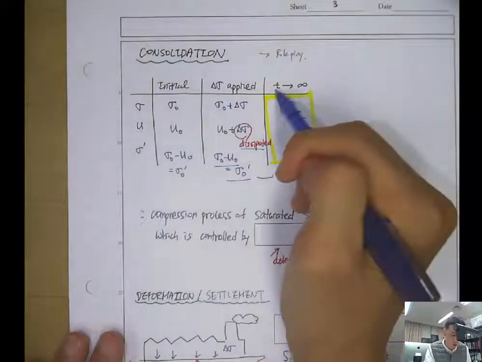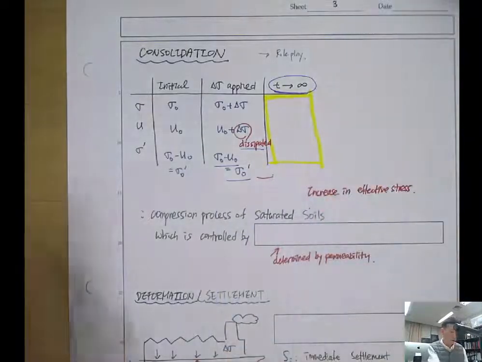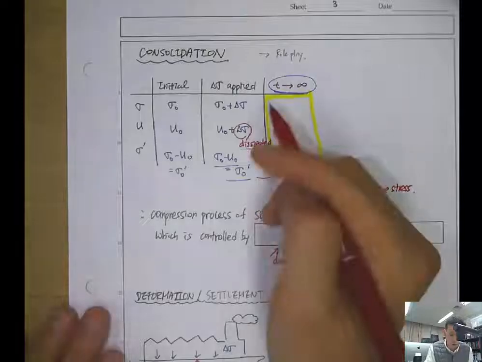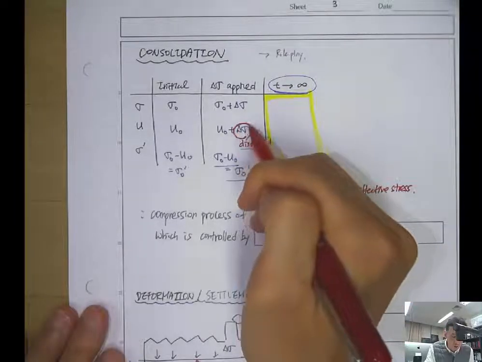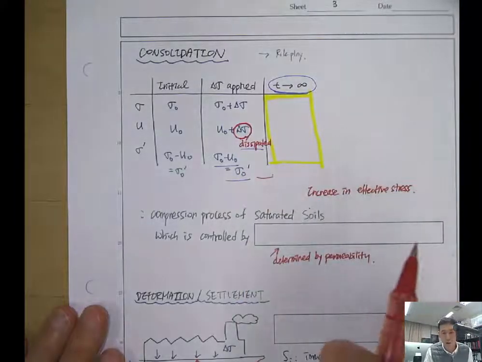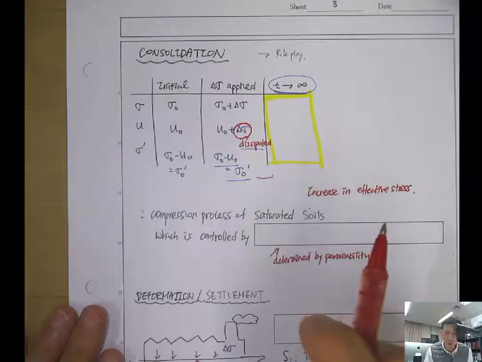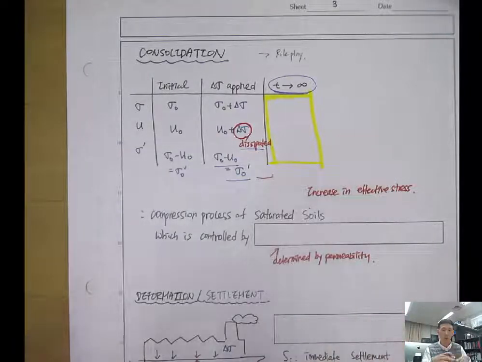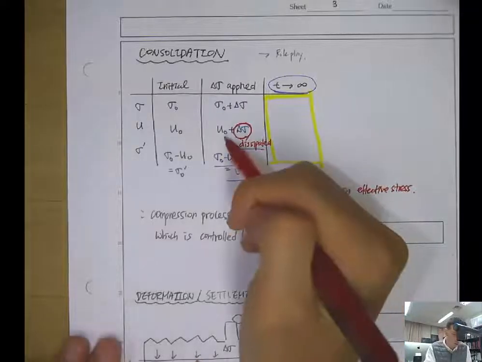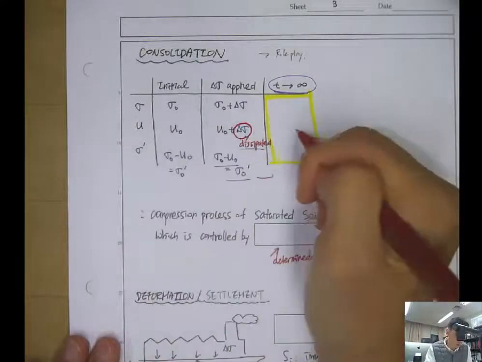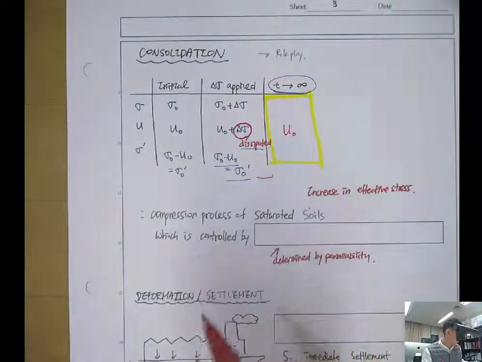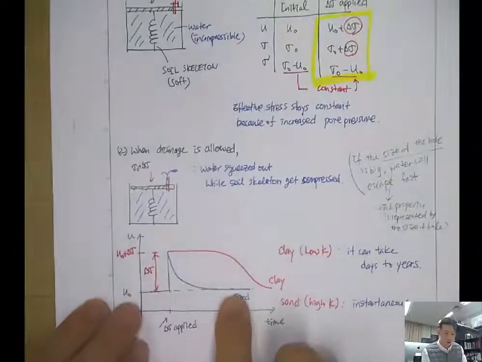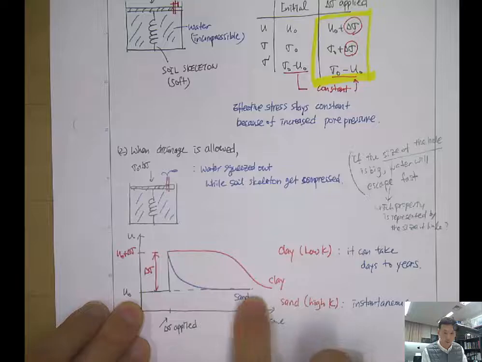But with time, it's gonna change. How? This delta sigma, which is called the excess pore pressure, will dissipate as the water gets drained. So water squeezes out, so the load will be transferred to the spring. So the pore water pressure will reach U naught, as we saw here, and will go to the original state.